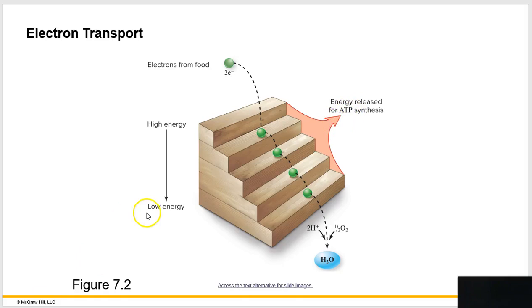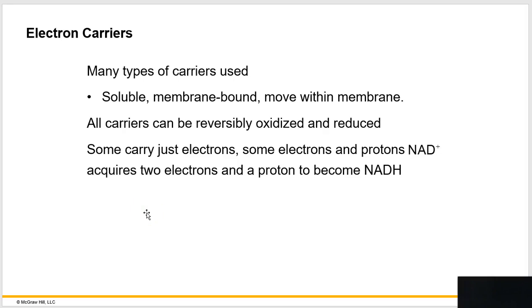Well, electron carriers like NAD plus, a lot of carriers are used, but we're going to focus on NAD plus. There's also FAD that we'll mention too, that's a lot like NAD plus, that acquires two electrons and a proton. But just know that there are other electron carriers inside the cell, but we're only going to discuss the NAD and the FAD.